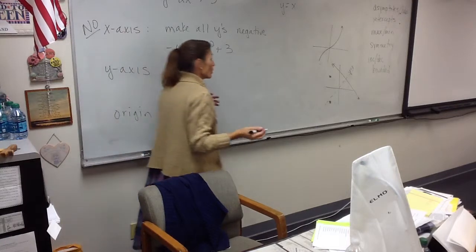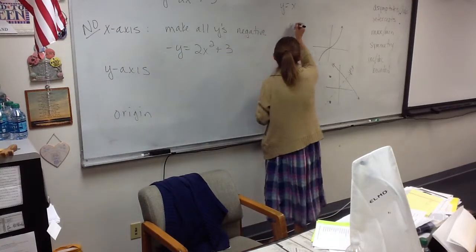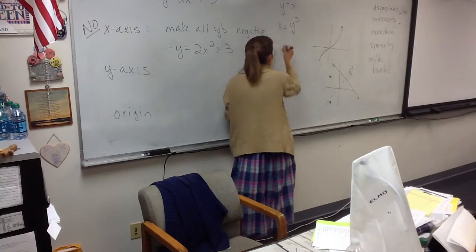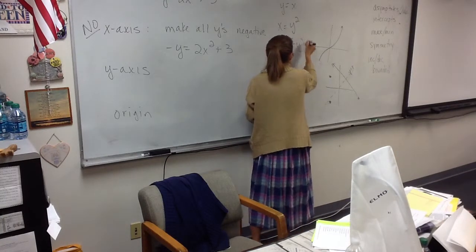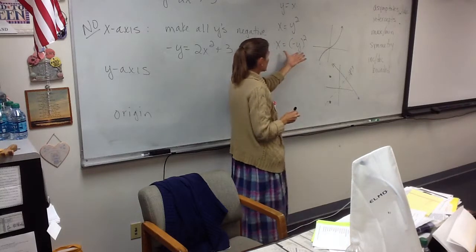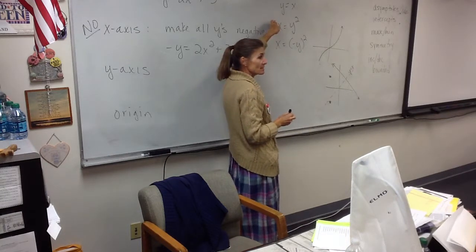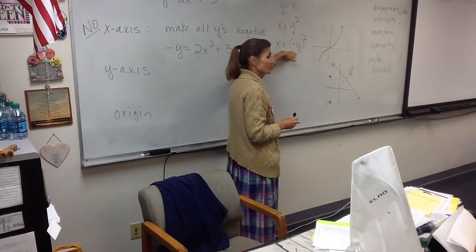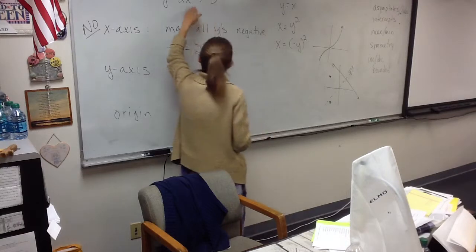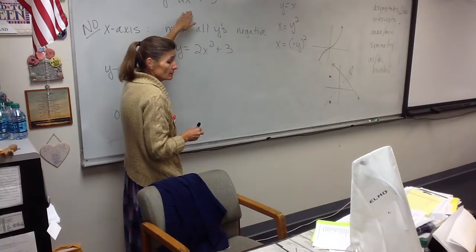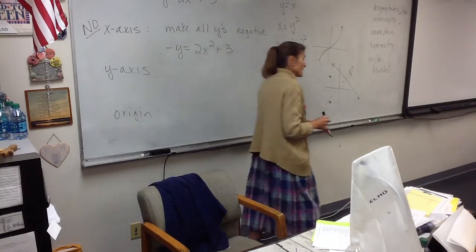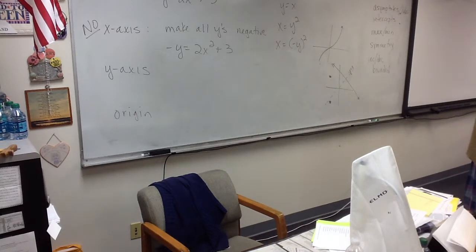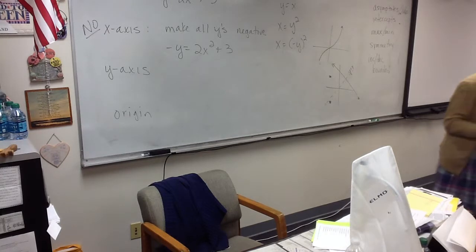An example of an equation that would have symmetry about the x-axis. What about x equals y squared? If I made the y's negative, would that equation simplify to be the same as this? So this one would have symmetry about the x-axis. This one does not. So quick recap, what's our test of symmetry about the x-axis? Change the sign on y, make y negative.